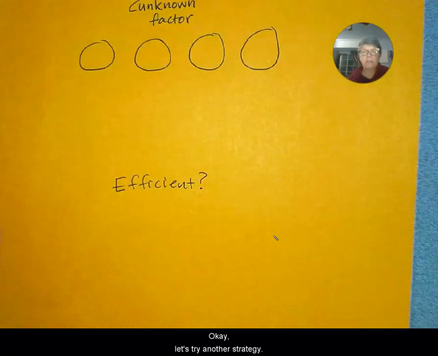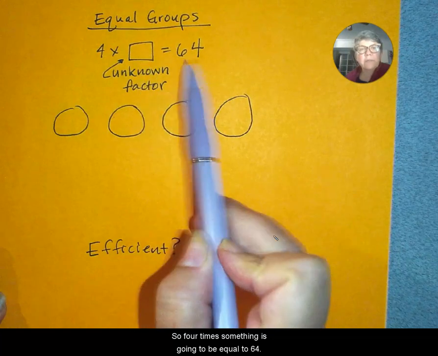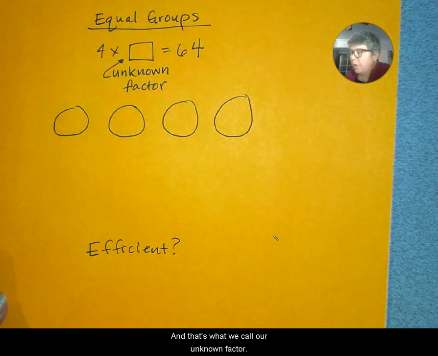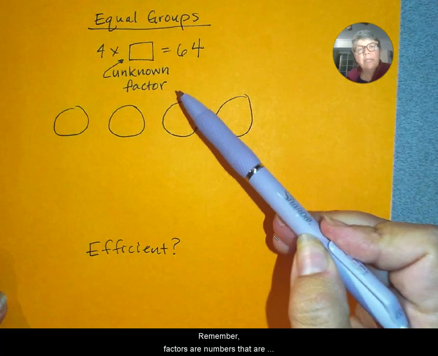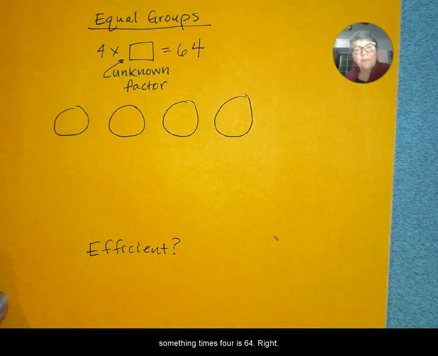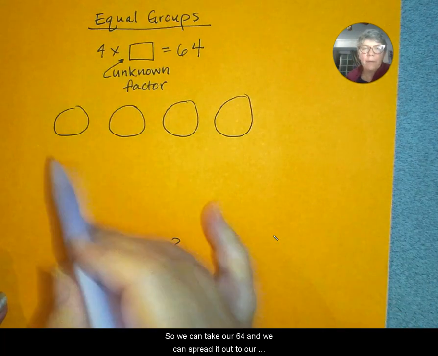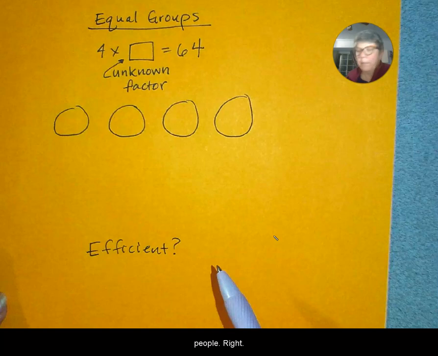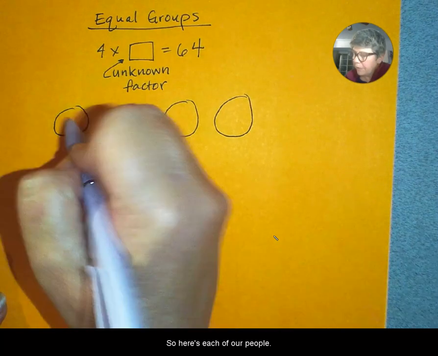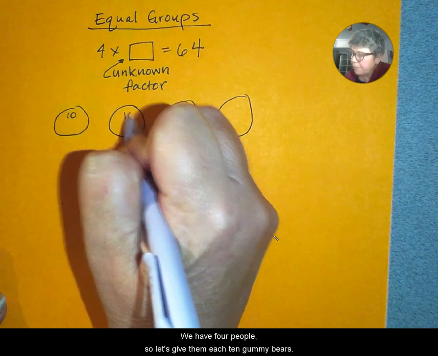Okay, let's try another strategy. Let's try equal groups. So 4 times something is going to be equal to 64, and that's what we call our unknown factor. Remember, factors are numbers that are multiplied together. Our unknown factor is something times 4 is 64, right? So we can take our 64 and spread it out to our people, right? So here's each of our people. We have 4 people, so let's give them each 10 gummy bears.